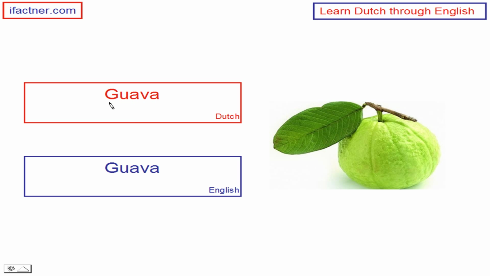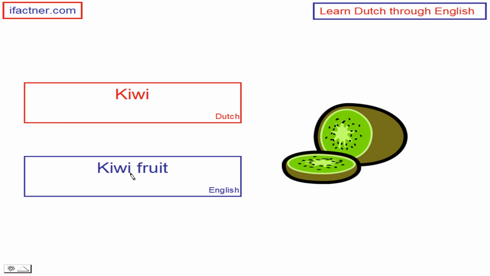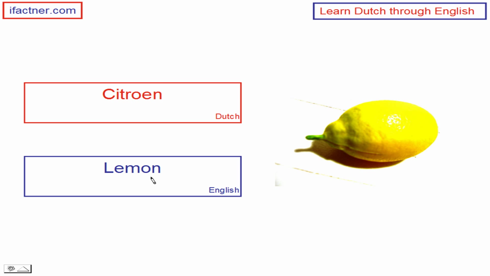Guava is called guava. G-U-A-V-A, guava. Kiwi fruit is called kiwi. K-I-W-I, kiwi. Lemon is called citroen. C-I-T-R-O-E-N, citroen.